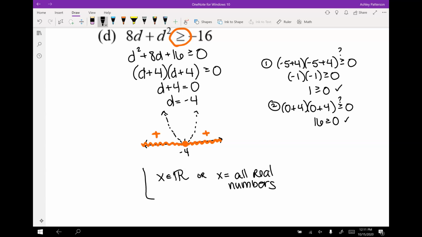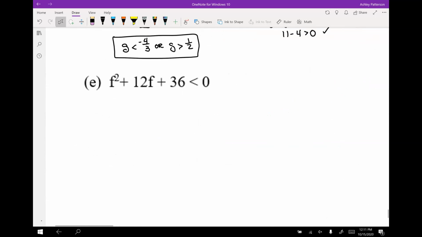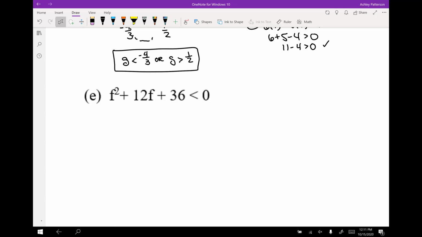Some form of that answer, okay? That's kind of neat. So crazy, right? When it sits on the x-axis, whew, so neat. Okay, here we go. We've got 2 more, ladies and gents. Ooh, this looks familiar.